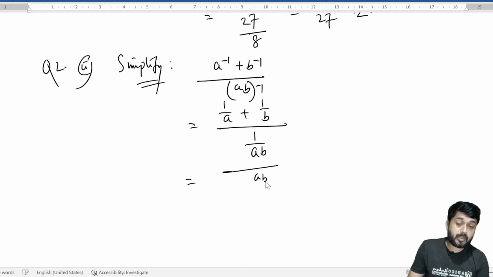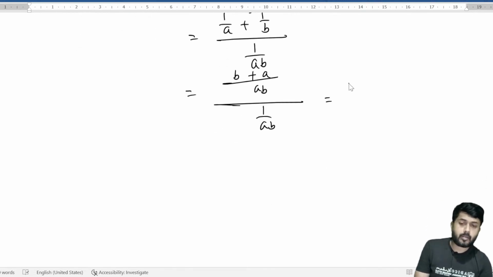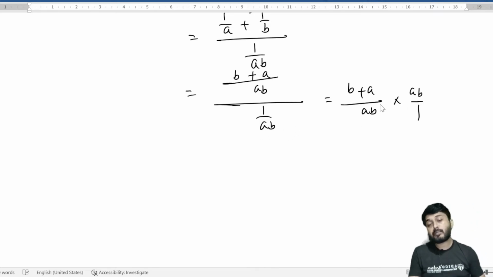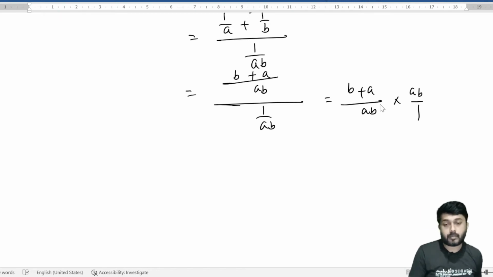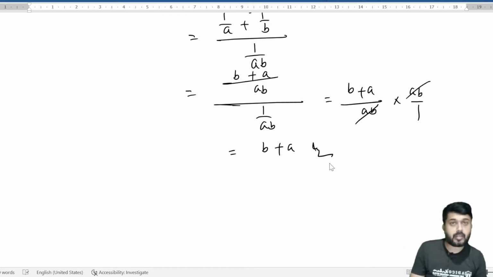1 by a plus 1 by b, we take ab as LCM, so here we are left with b plus a, denominator ab, and the whole thing over 1 by ab, right? So b plus a by ab multiplied by ab by 1, because the fraction in the denominator has been inverted, because that's getting multiplied. ab have cancelled out, so all we are left with at the end is b plus a, and that is our answer of simplification. Are things getting clear?